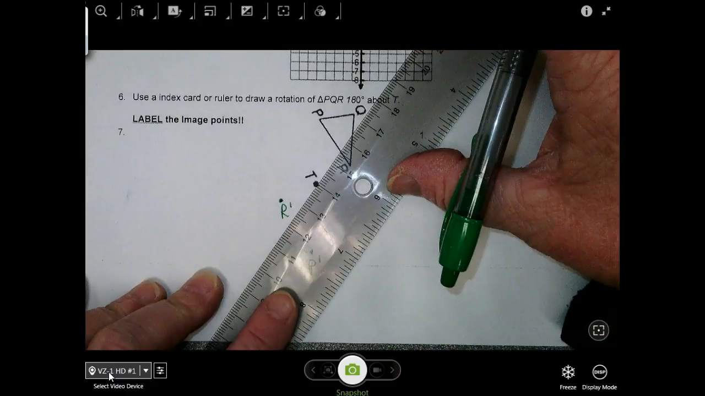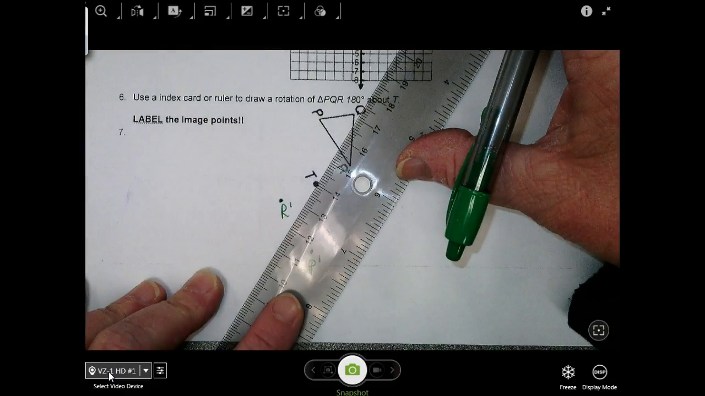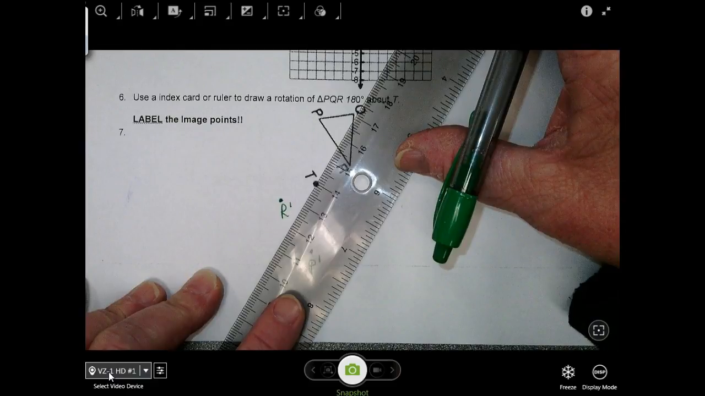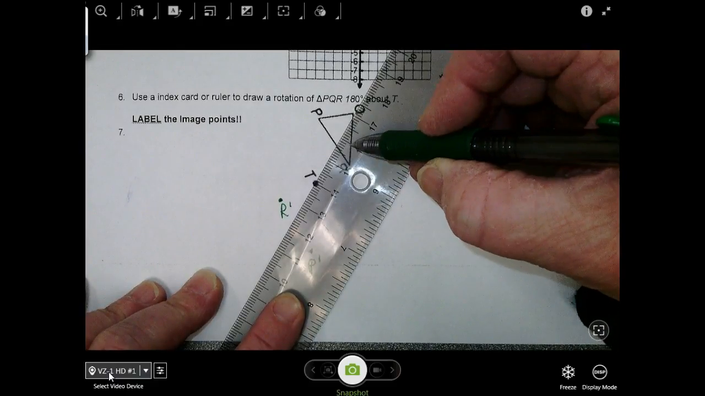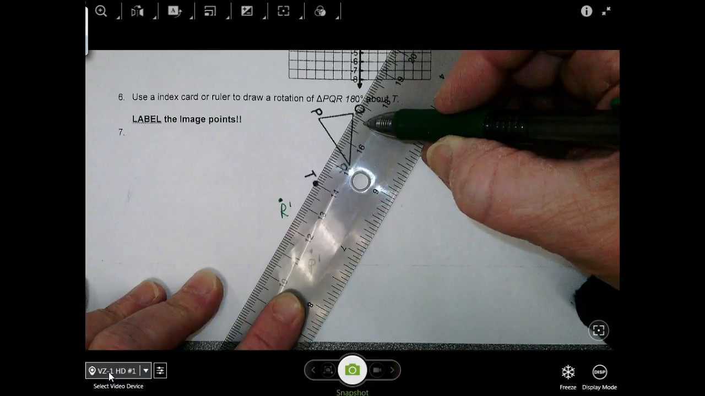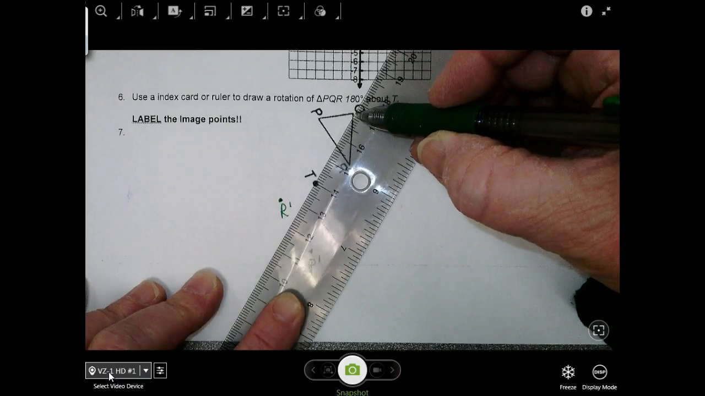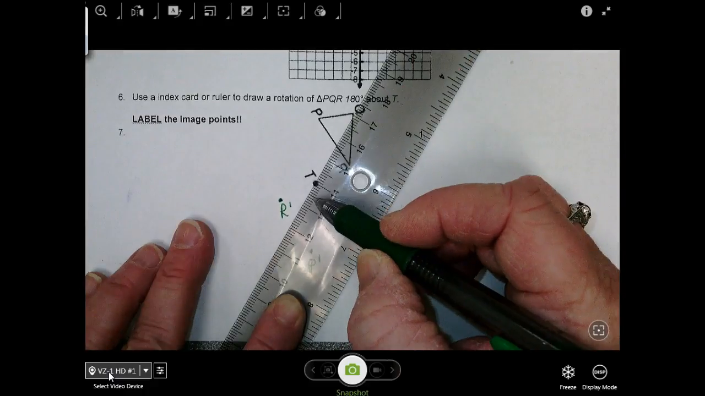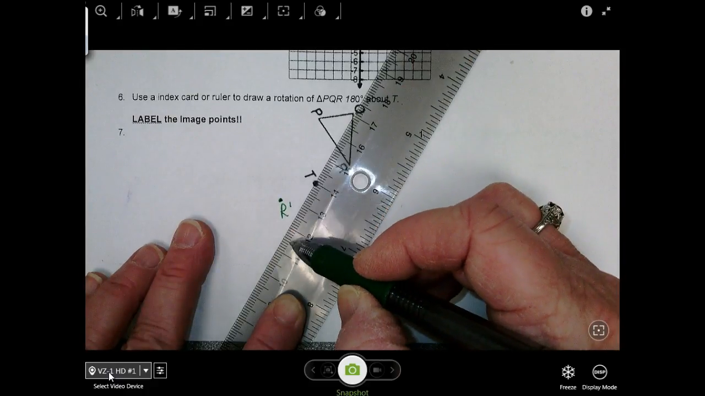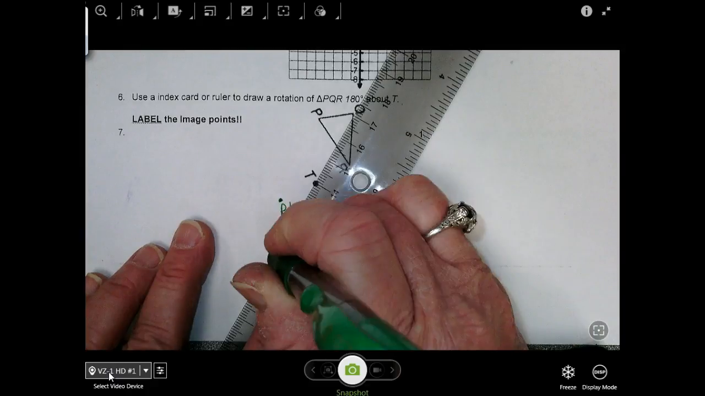Okay, start over, measure from P to Q. Looks like that's about 5, 10, 15, 20, 25, 30-ish millimeters away from P. So I'm going to go the other side, 5, 10, 15, 20, 25, 30-ish. Okay.